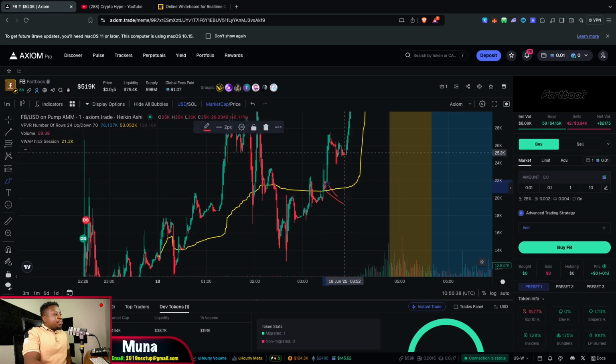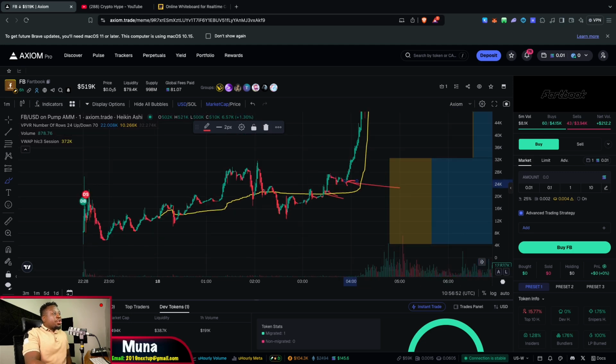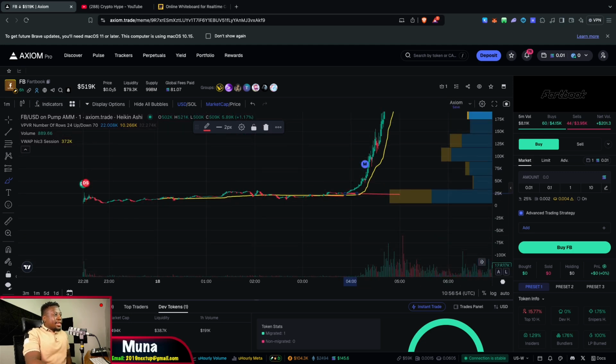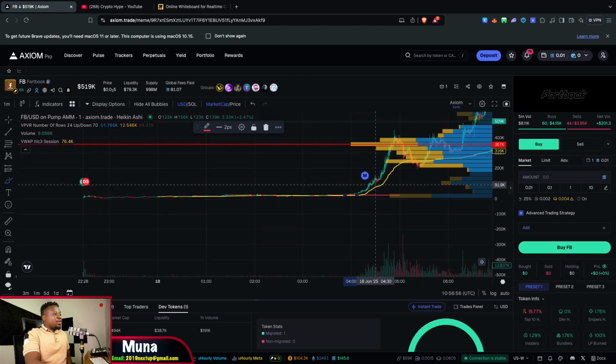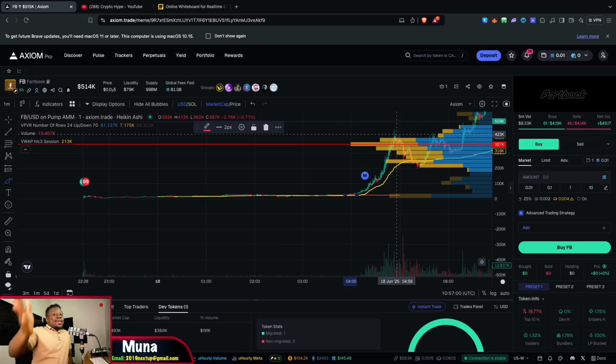So theoretically speaking, you could have entered below 30,000. As you can see right over here, this was 21,000 US dollars market cap, and this was 24,000 US dollars market cap. If you theoretically bought right over here, guess what could have happened? You could have easily made a whole lot of money. From 24,000 to around 429, you could have 10x'd your money.